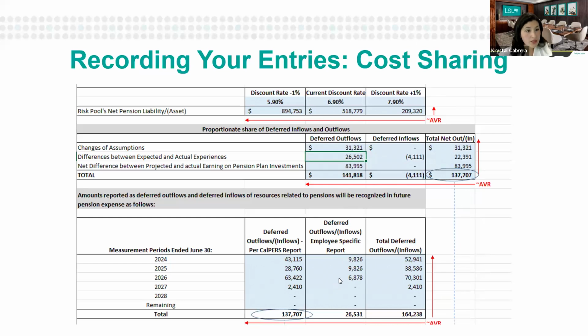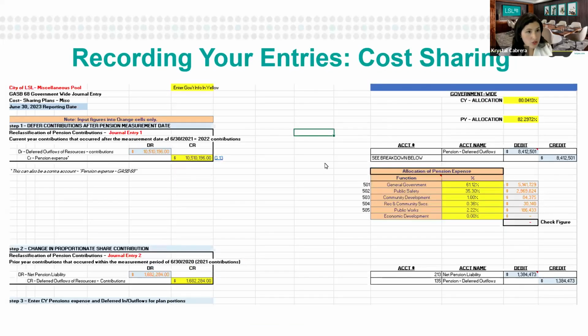Let me see. And that's what you'll see here. So this is the deferred inflows here for your CalPERS report. So this 137 is going to essentially be the amount for this CalPERS report, but you have employee-specific inflows and outflows also that get calculated that will also be increasing your total deferred inflows and outflows. So once all of this has gone through and you've entered all of that in there, then you'll be ready to prepare those journal entries.